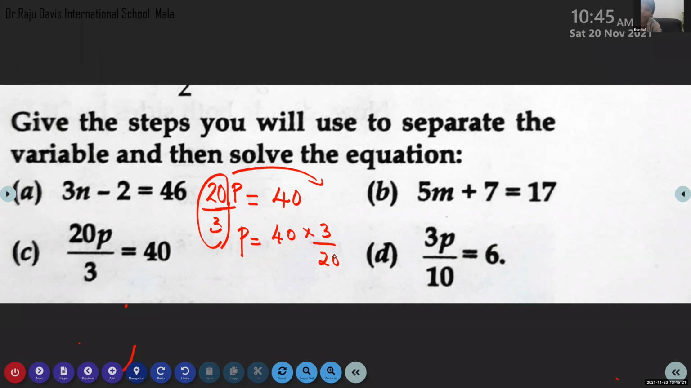Okay. So now what to do? 40 into 3, you will get 120. 120 divided by 20. What is 120 divided by 20? You know, 2 into 6 is 12. So 20 into how much is 120? 6.